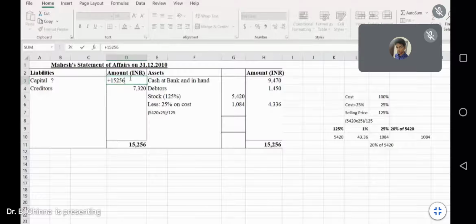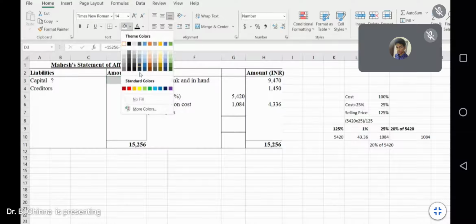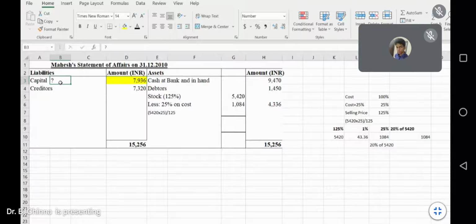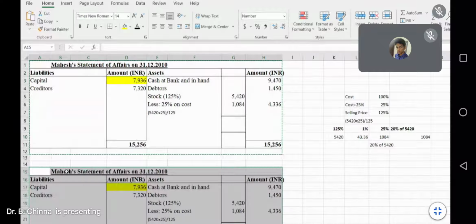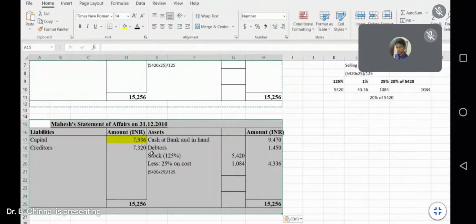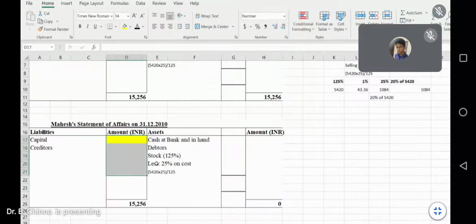7,936. So is this the opening capital or closing capital? Opening capital. Okay. What next? What are we going to do now? Statement of affairs as on. I'm just taking the values as they are. This is going to find out the values for. I'm just taking the same format.